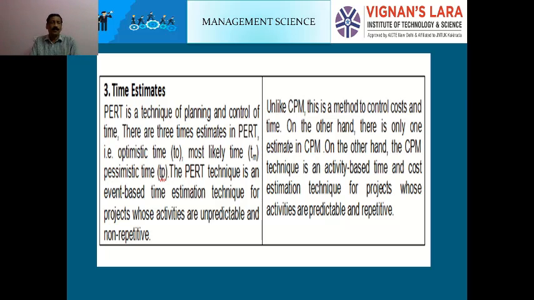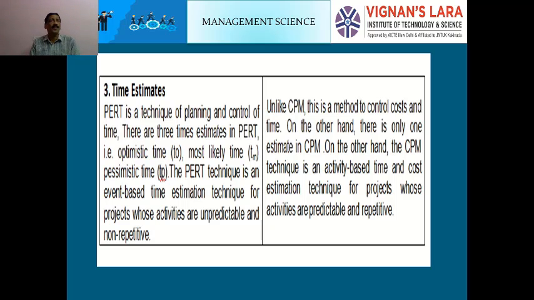That is, PERT is a technique of planning and controlling time. There are three time estimations in PERT: optimistic time, most likely time, and pessimistic time. The PERT technique is an event-based time estimation technique for projects whose activities are unpredictable and non-repetitive. Optimistic means all the project environment is favorable to us, so within a short period the project work can be completed.